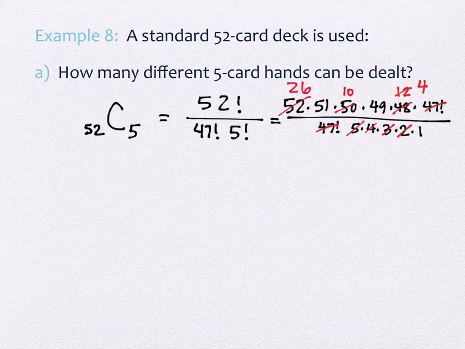26. Okay, so the being careful part every time on here is making sure that every piece that's still present in the numerator gets multiplied. So 26 and a 51, a 10 and a 49, and a 4. So those 5 numbers need to be multiplied. And what will you get?